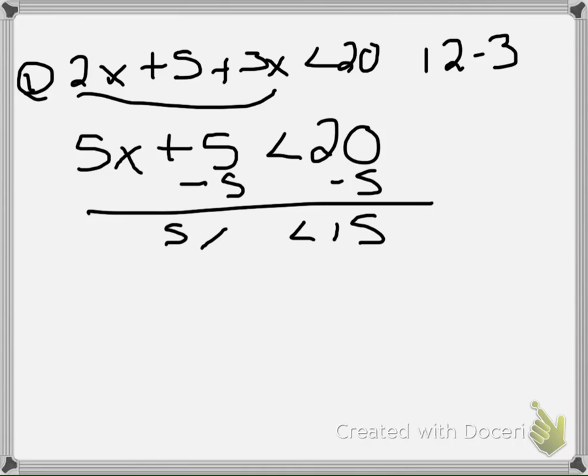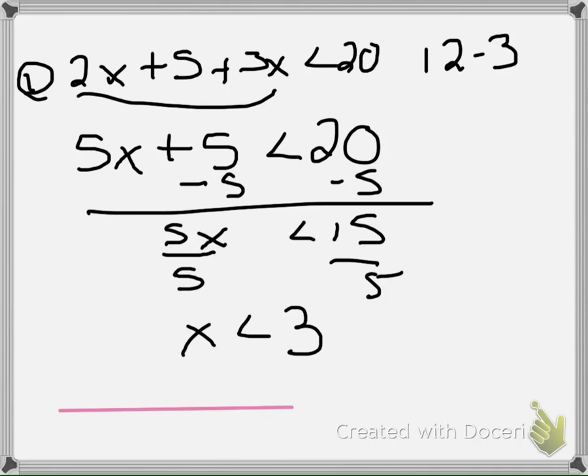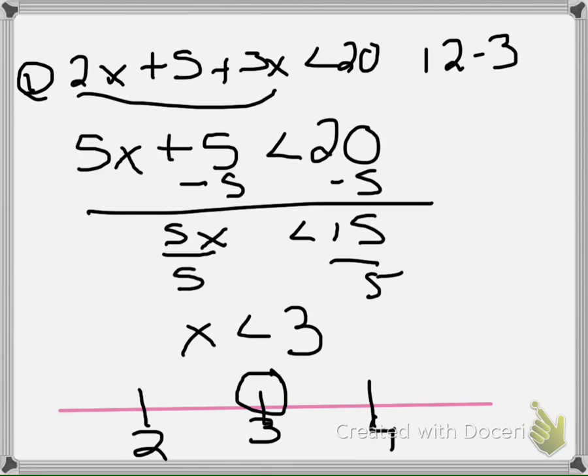And I still have a 5x here. 5 times x, the opposite of multiplying 5 times x is to divide. So to get rid of that 5, I divide by 5. And that's going to give me x is less than 3. I need to graph that. 1, 2, 3. So we have a 3, we have a 4, and we have a 2. And when the pointing part is facing the variable, it's less than. X is less than 3, facing to the left.